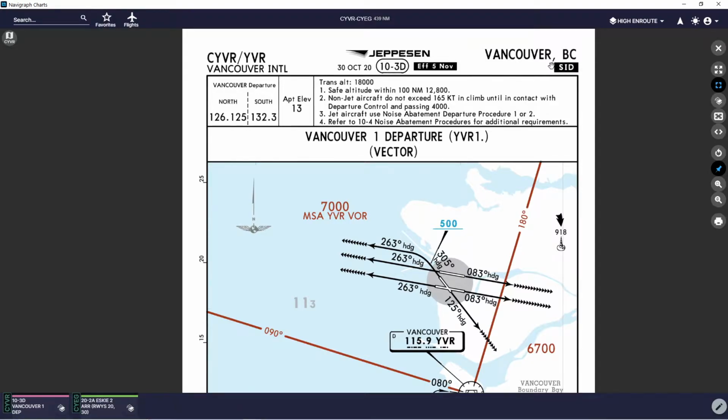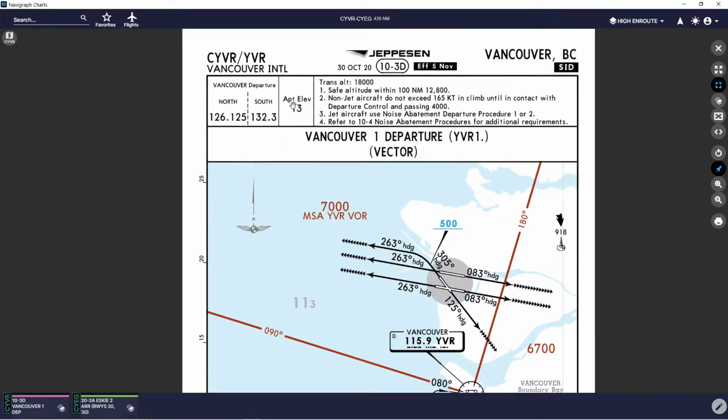Then in the box below, it gives you what your departure frequency will be. If you're departing on the north side of the airport, it'll be 126.125. Or on the south side of the airport, so potentially the south runways going southbound, it's going to be 132.3. This can vary, of course, but it gives you somewhat of an idea on how to plan what frequency you might be using.